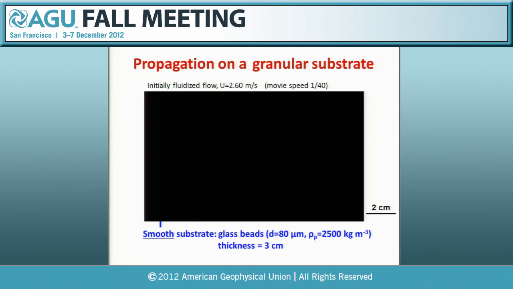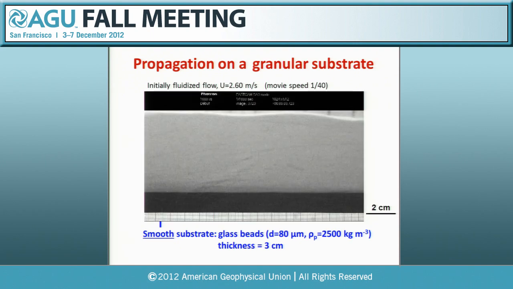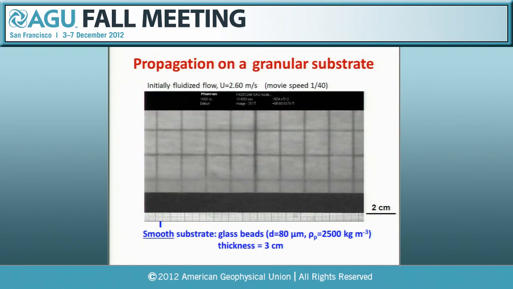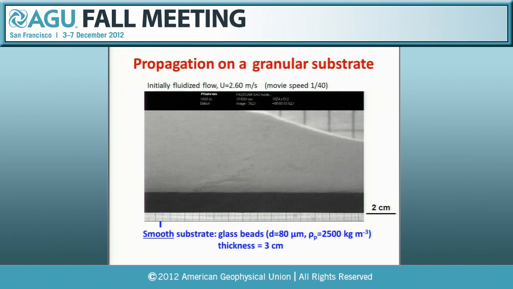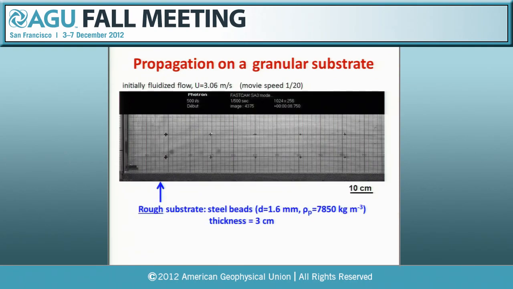In that case, shear at the base of the sliding head generates small shear structures of height of only 1 millimeter. And these structures strongly elongate with time, so that there is almost no evidence of entrainment in the final deposit. Now, in contrast, this is a video showing the propagation of a flow on a rough substrate, here consisting of steel beads of a diameter of 1.6 millimeter.